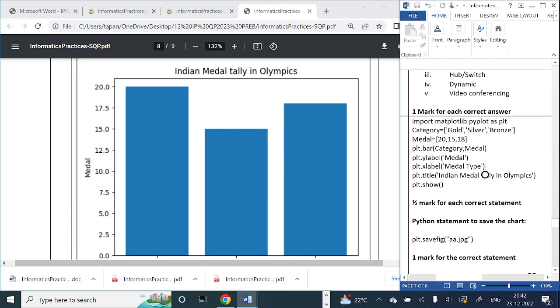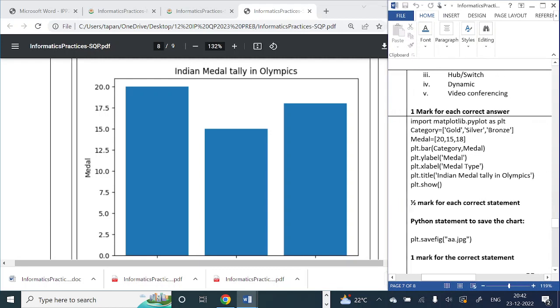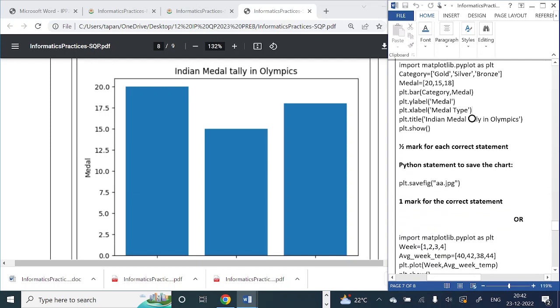So here you can see the answer: import matplotlib.pyplot as plt. This is your answer. The categories they have given here are gold, silver and bronze. Medals are 20, 15 and 18. Okay, it is more than 17.5, so 18. Then plt.bar, in the x-axis you are having category, so first category, comma, in the y-axis you are having medals. Then plt.ylabel is medal, plt.xlabel is medal type, plt.title heading will be there, Indian medal tally in Olympics, and the last command is plt.show.